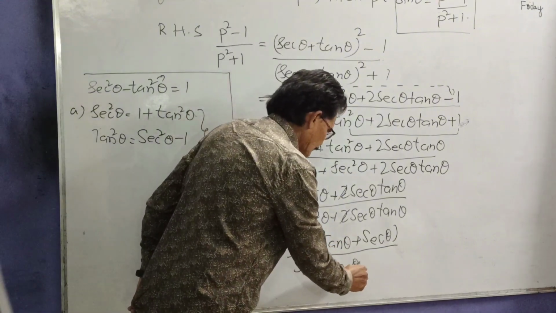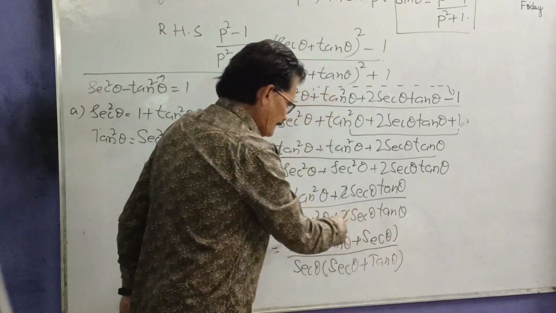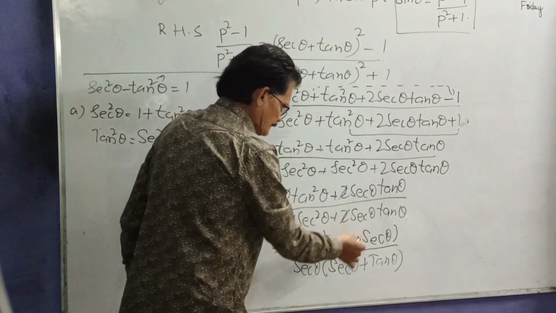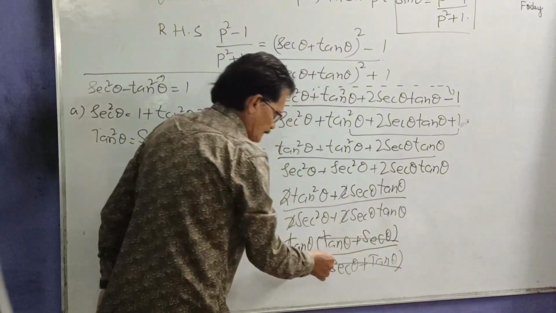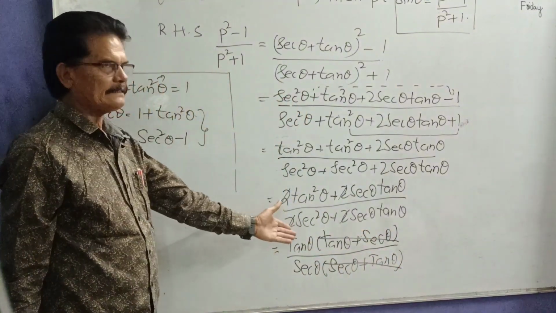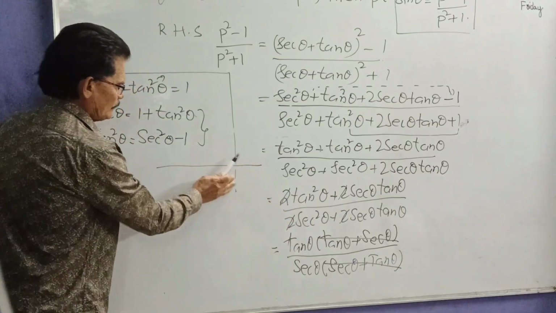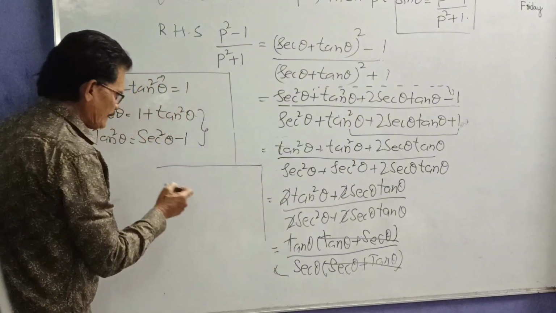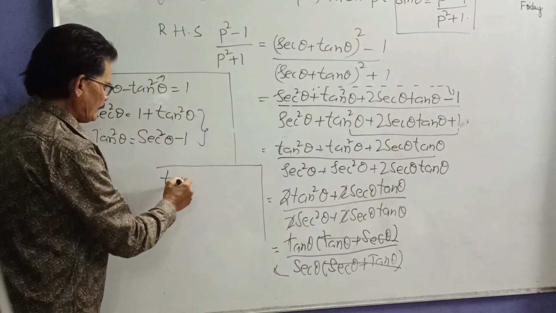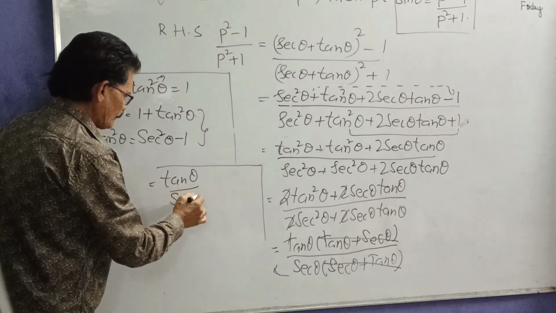Sec theta plus tan theta. Right? You can see the brackets are same. Tan theta plus sec theta, tan theta plus sec theta are cancelled. From here we come here. What is remaining? Tan theta by sec theta.